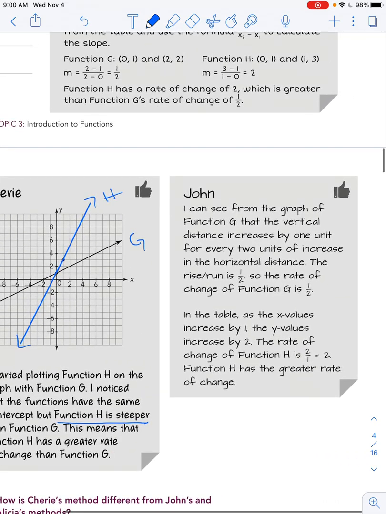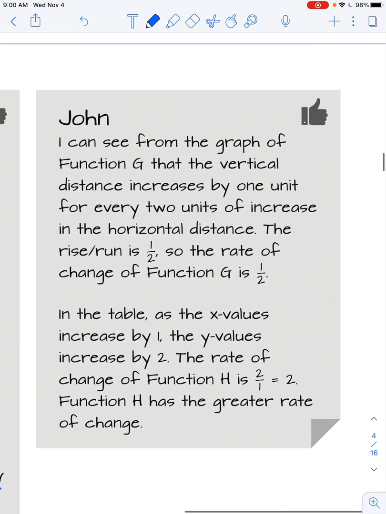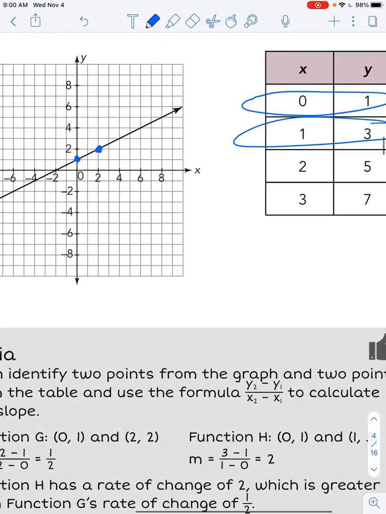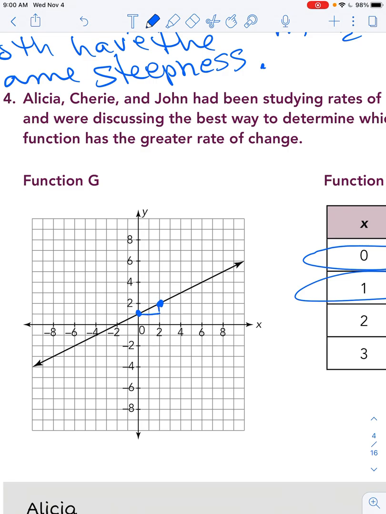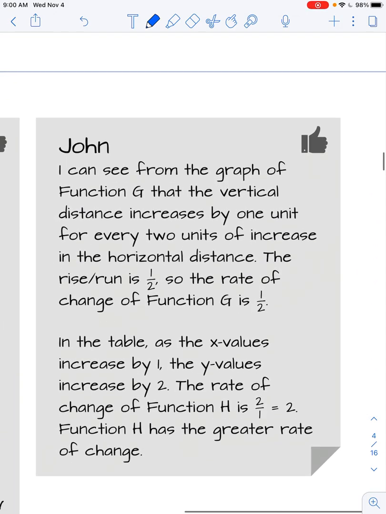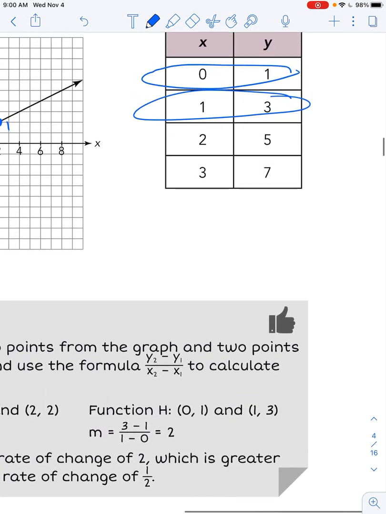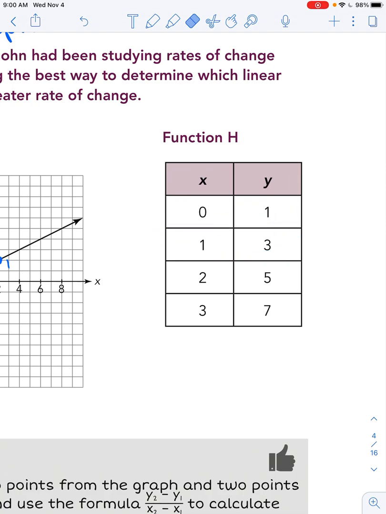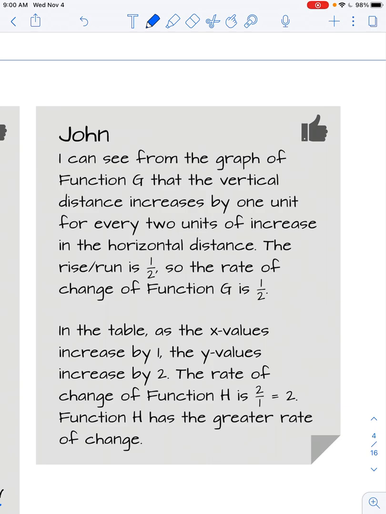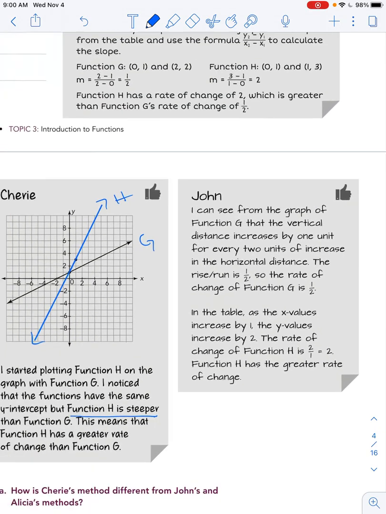Okay, then we're going to look over at John. He says, I can see from the graph of G that the vertical distance increases by 1 unit for every 2 units. So all he did was look at the graph and he went like this. It went up by 1, it went over by 2. Then in the table, as the x increases by 1, he went here and said this is 2, this is 1. So he came up with that slope is 2 and came up with H has the greater change.